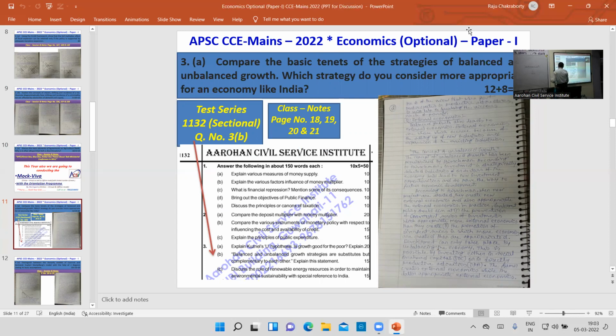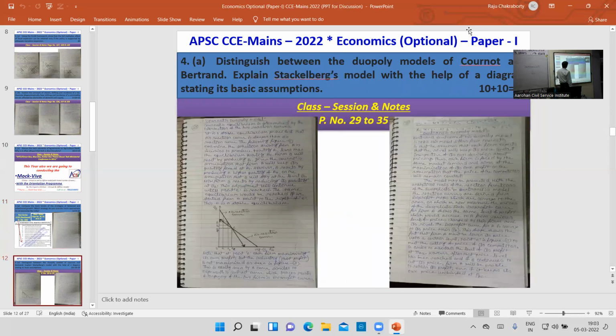Even 3B. Distinguish between the duopoly models of Cournot and Bertrand. Explain Stackelberg's model with the help of a diagram, stating its basic assumptions. The first part of the question demands distinguishing between the duopoly models of Cournot and Bertrand.